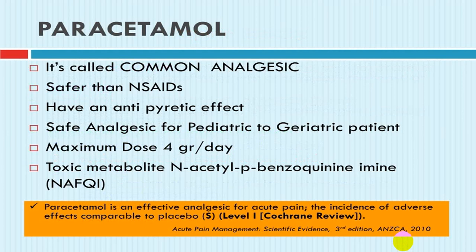Now we come to the second compound, which we call paracetamol, mainly utilized as an antipyretic and a mild analgesic. Not a good analgesic, but still, for a common simple mild pain like headache or body ache, that is the safest analgesic. So it is called the common analgesic. It is safer than NSAIDs, hence the word common analgesic is utilized. It is a safe analgesic for the pediatric group as well as geriatric. So that's the reason why the word common is being utilized.